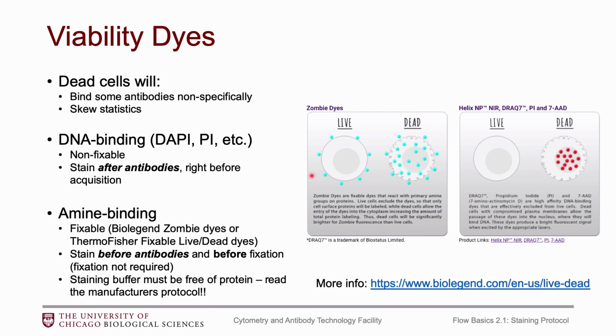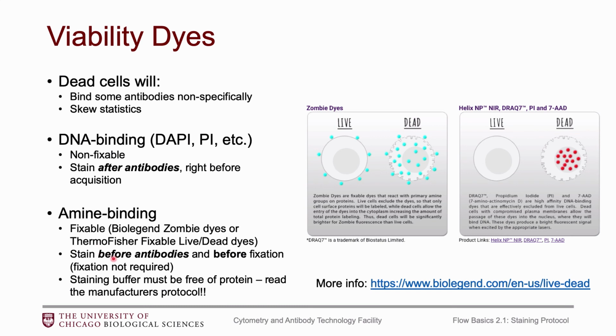So on live cells, they will bind surface markers or surface proteins, and then on dead cells, they will bind intracellular and surface proteins. So the dead cells will be much brighter. The difference is instead of staining at the end, like you would with the DNA dyes, these need to be stained at the very, very beginning.